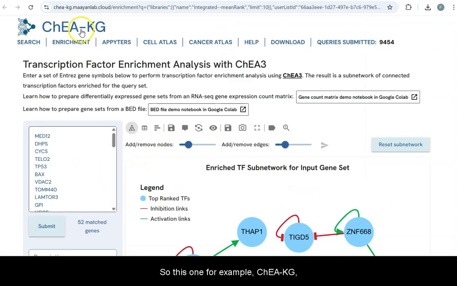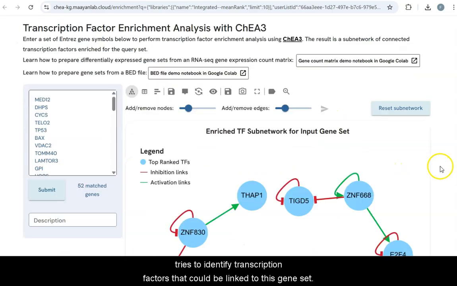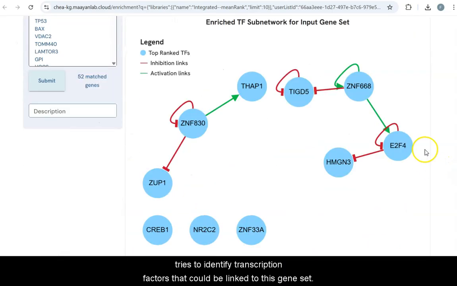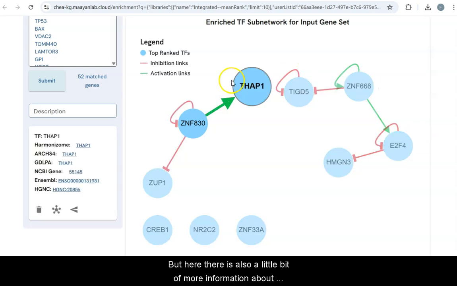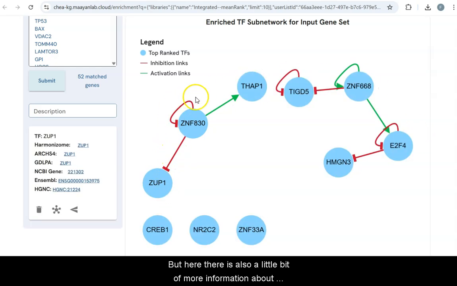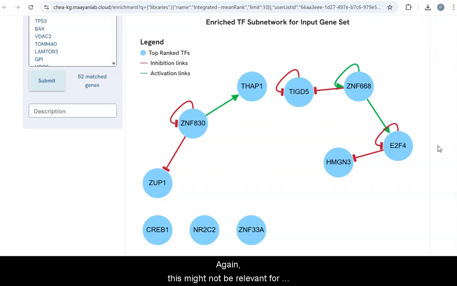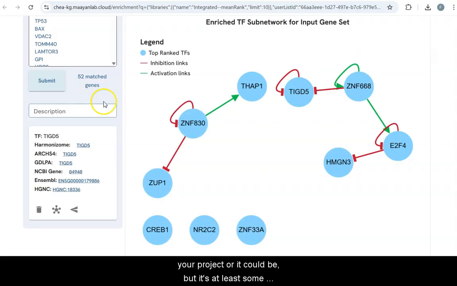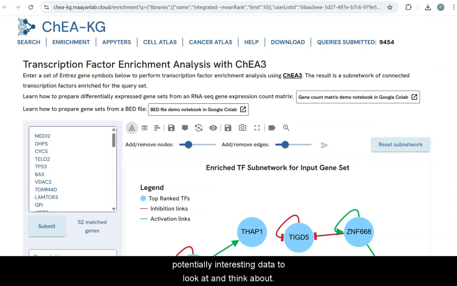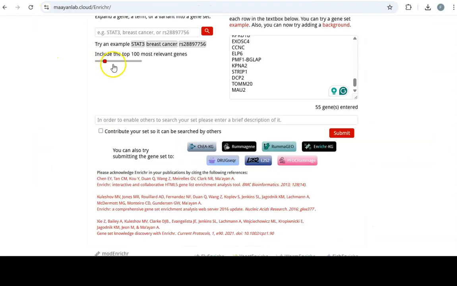So this one, for example, ChEA, tries to identify transcription factors that could be linked to this gene set, but here there's also a little bit of information about how transcription factors are related to each other. Again, this might not be relevant for your project, or it could be, right? But it's at least some potentially interesting data to look at and think about.